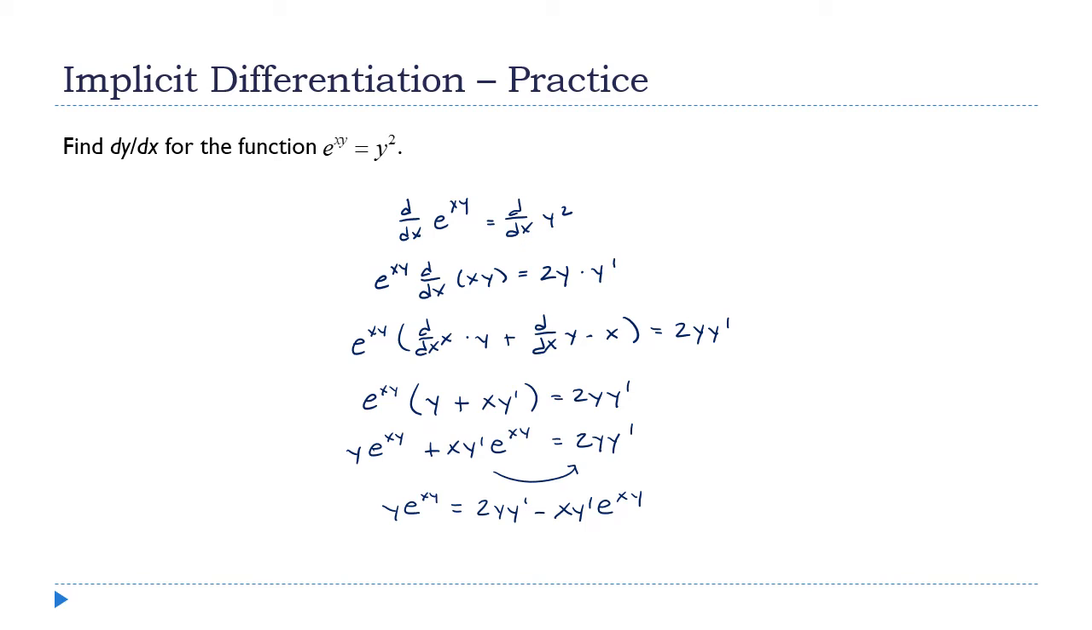Okay, factor out the y prime. Y prime times 2y minus x e to the xy equals y e to the xy. And then divide. Y prime is y e to the xy over 2y minus x e to the xy. And that's it. Again, a little messy, right? A little messy, but that is going to be our final answer.